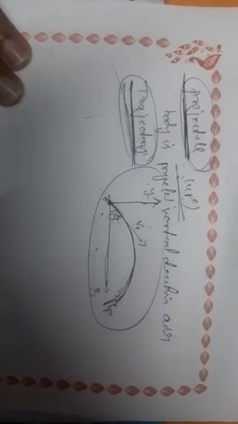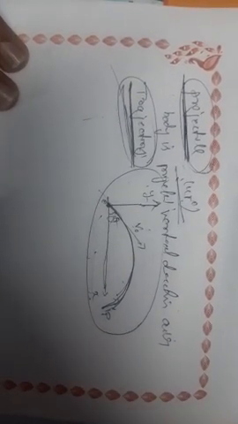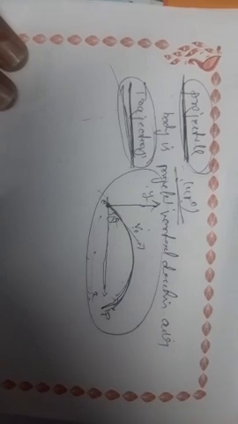Then trajectory means what? Length means the path. The path of a projectile is called the trajectory. That is the representation of a projectile.